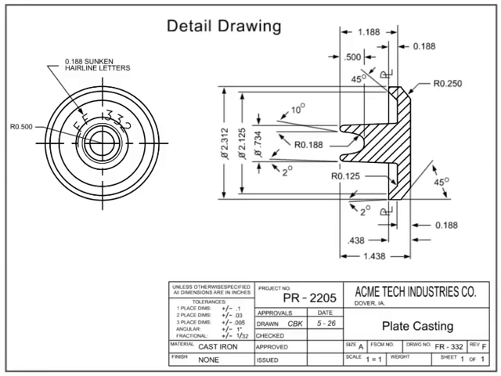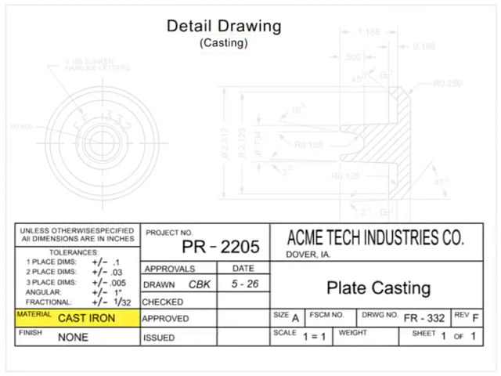a part is generated. A casting drawing is a type of detail drawing for parts made by casting or molding. The material for the part is typically called out in the material block, although it can sometimes be found in the notes section.